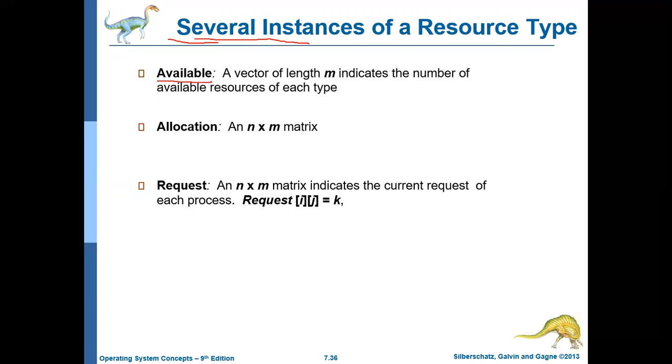There is a vector Available which says how many resources are currently available. It is very similar to what we used in the banker's algorithm. If Available[j] is equal to k, then it means that currently k instances of resource j are available. So basically this is a vector of length m which indicates the number of available resources of each type.